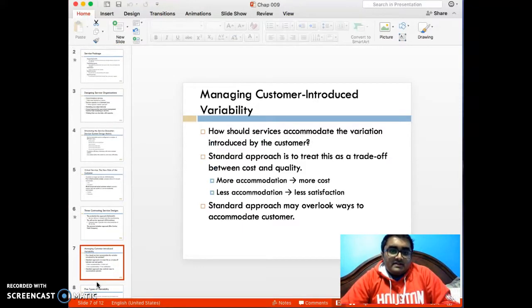The next one is managing customer-introduced variability. So how should you accommodate the customer? Is there a trade-off between cost and quality? If you keep on accommodating the customer, your costs are going to go up. However, if you don't accommodate your customer, the customer is going to be less satisfied, and you won't be making money.